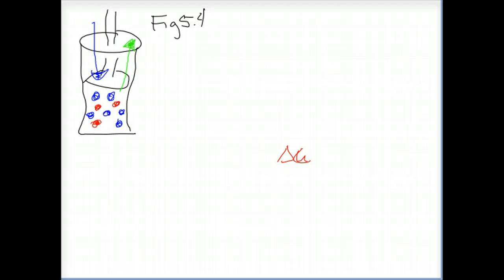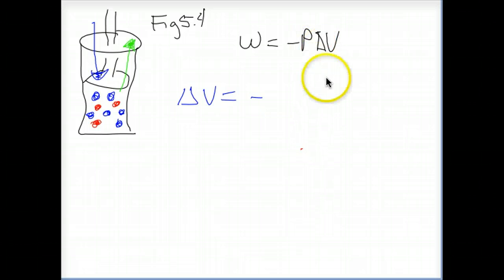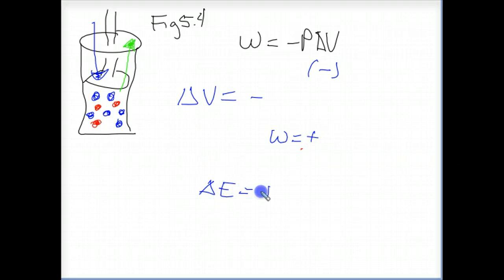Conversely, if the surroundings does work on the system such that I come down and my piston drops, now my delta V is a negative number. So in our original equation, since it's W equals negative P delta V, if this is a negative number, that makes my work a positive value, and now my delta E is positive. And this is because energy flowed into the system.